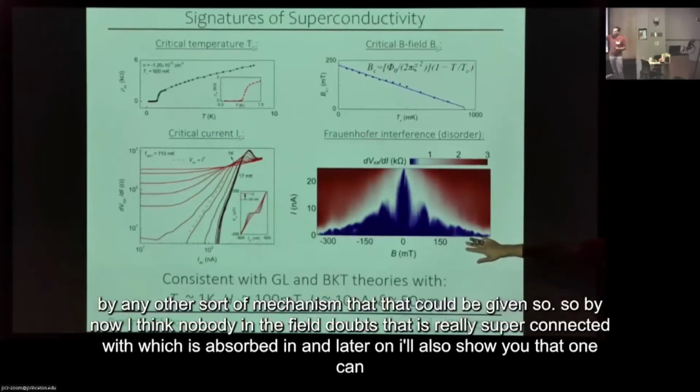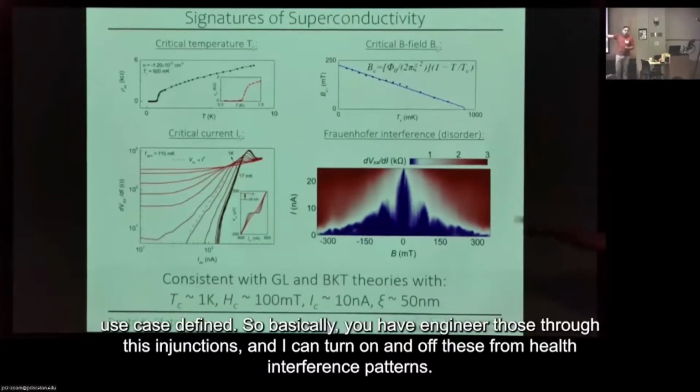And later on, I will also show you that one can produce gate-defined, so engineered, Josephson junctions, and one can turn on and off these Fraunhofer interference patterns.